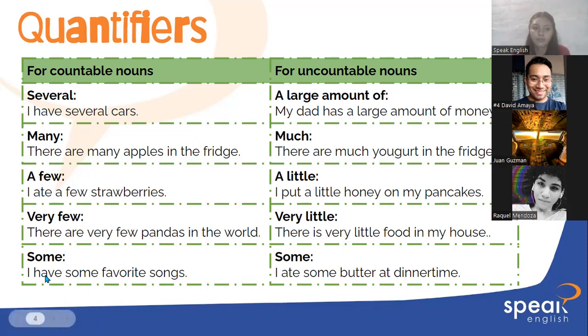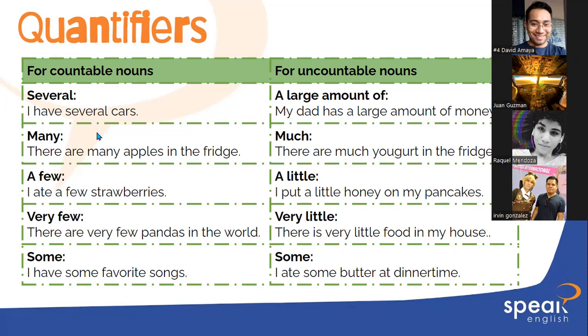Okay. I have some favorite songs. It's countable. You can count how many songs you enjoy or your favorite songs. But we cannot count butter. So we use some for both. Can you give me an example? Let me see. Raquel, for several.